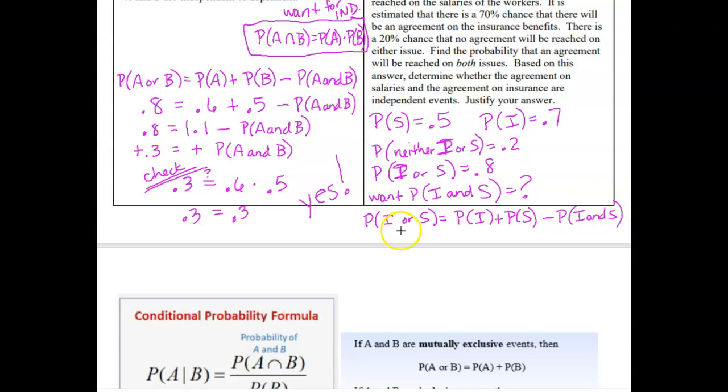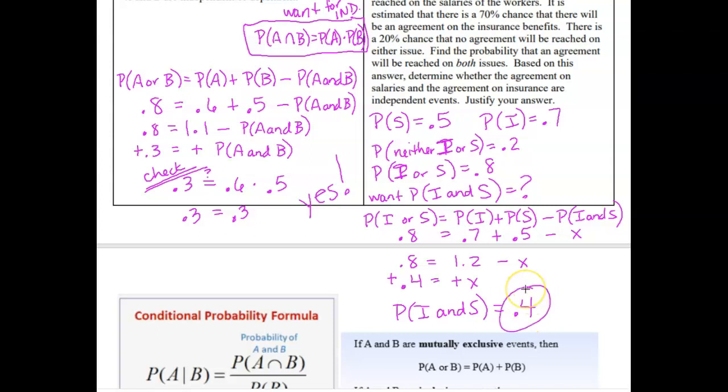Okay. So what we're looking for is substitution. So we know the OR is 0.8, probability of I is 0.7, probability of S is 0.5, and then this, I'm just going to let that be X. So 0.8 equals 1.2 minus X. I'll subtract 1.2. Two negatives divide, and so the probability of I and S is equal to 0.4, 40%. And that's what we were looking for.